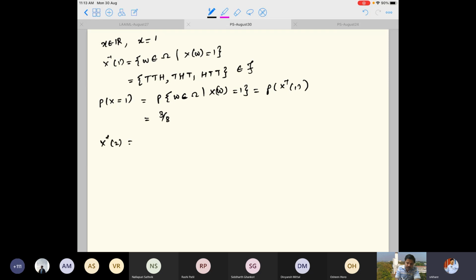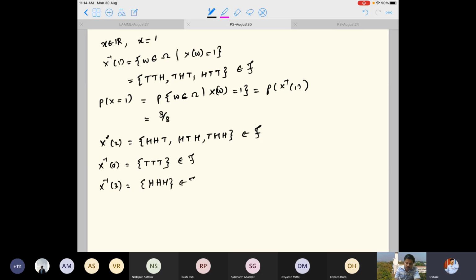Similarly, you can check X inverse 2. So this set will be HHT, HTH, and THH. Correct? So this set also belongs to F. You can check X inverse 0. So what is X inverse 0? It is TTT. You can check X inverse 3. What is this? This is HHH. Right? So all these sets belong to F.